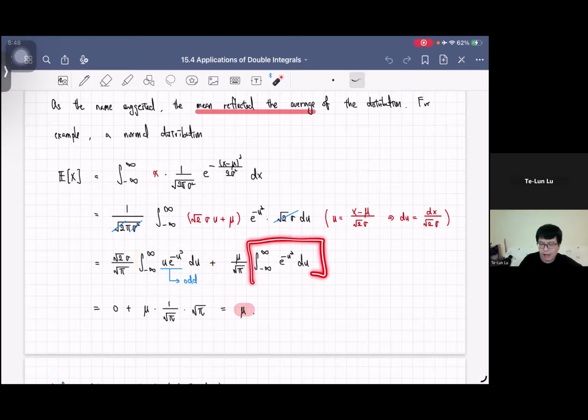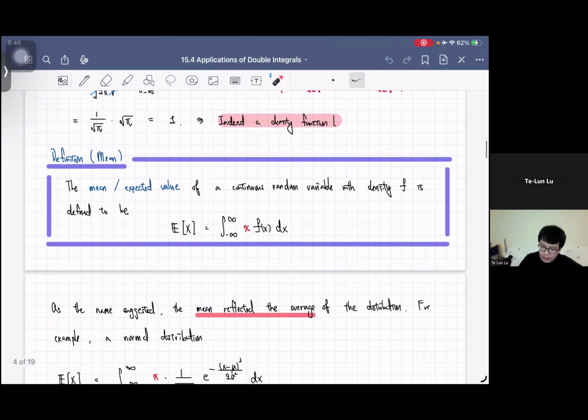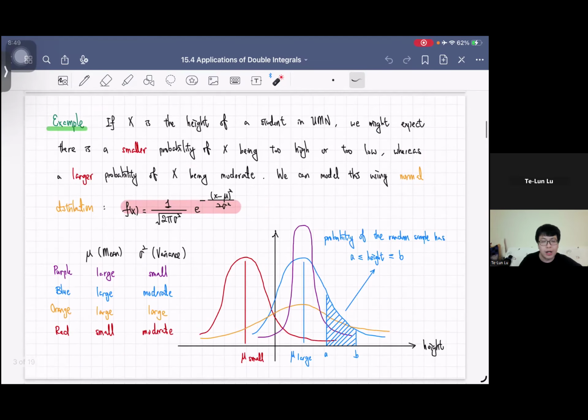And this guy, again, we have already done this a lot of times. This is root pi, right? So you have 0 plus mu times 1 over root pi times root pi. So that is mu. So indeed, the parameter here, mu, is the expected value of the normal distribution. So we see that this diagram makes more sense now, that this is indeed mu. Mu is the center of that bell-shaped curve.